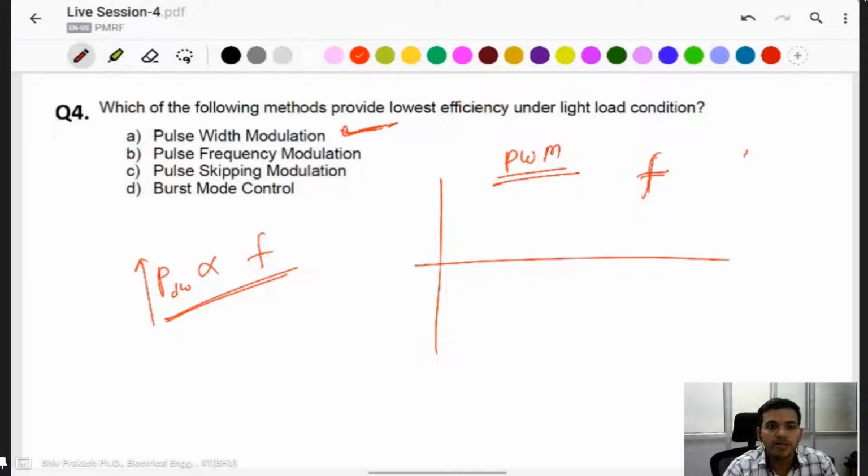But when you use pulse width modulation, the frequency is fixed. If the frequency is fixed, then the switching loss is directly proportional to frequency. The conduction loss depends on the current flowing through the switches during the on time. But the frequency is fixed, so the switching loss is greater than the conduction loss in this condition also. That's why pulse width modulation has poor efficiency.